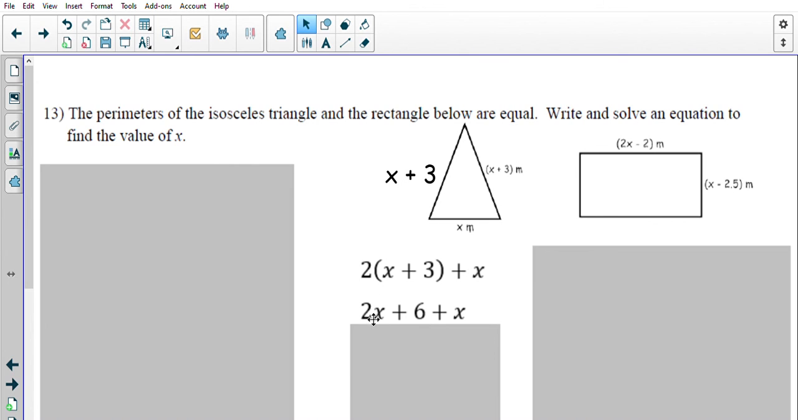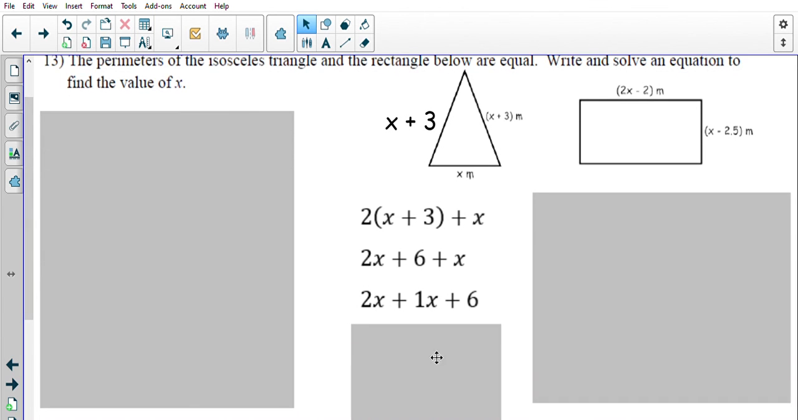2 times x is 2x, 2 times 3 is 6. 2x plus 1x is 3x, so the perimeter of this isosceles triangle is 3x plus 6. And again, I have 1x plus 1x plus 1x is 3x. 3 plus 3 is 6.